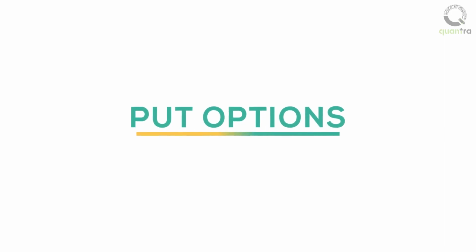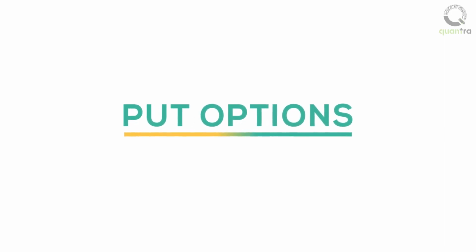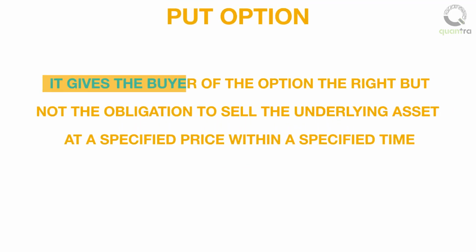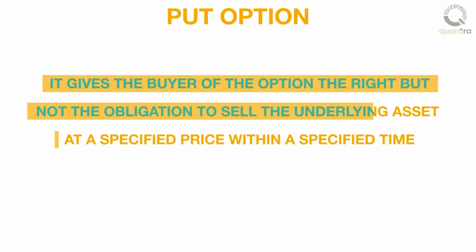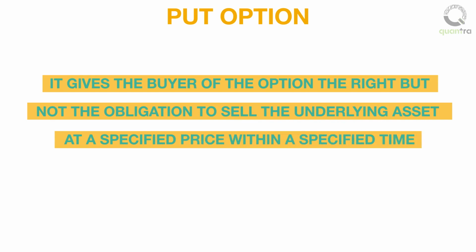In this video, we will intuitively understand put options. A put option is an agreement between the buyer and the seller of the option. It gives the buyer of the option the right, but not the obligation, to sell the underlying asset at a specified price within a specified time.